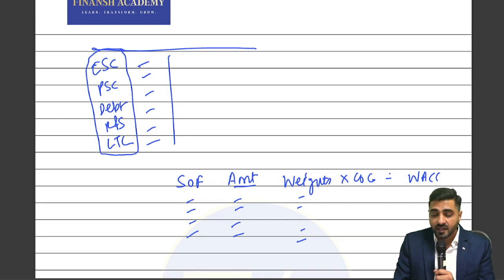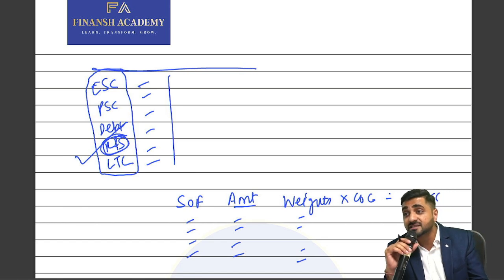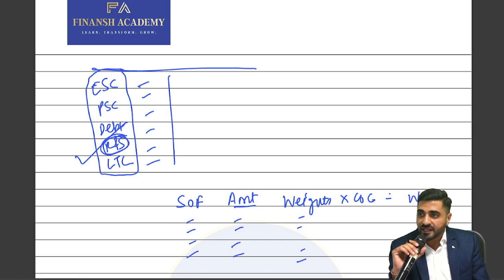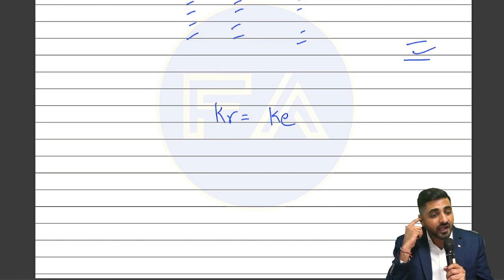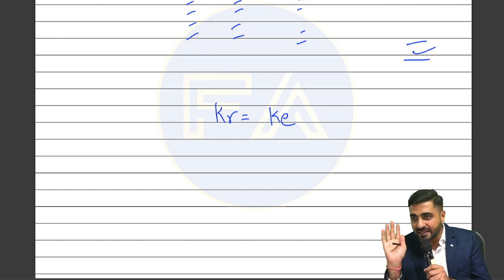My simple question to you is, in book value weight, should you also consider reserves and surplus? Yes, sir. Reserves are also part of it. You have to also take reserves and surplus. But what is the cost of reserves and surplus? Do you have any specific cost? Whatever is your cost of equity, that itself will be your cost of reserves and surplus. So KR should be equal to KE, because reserves and surplus belong to the equity shareholders.